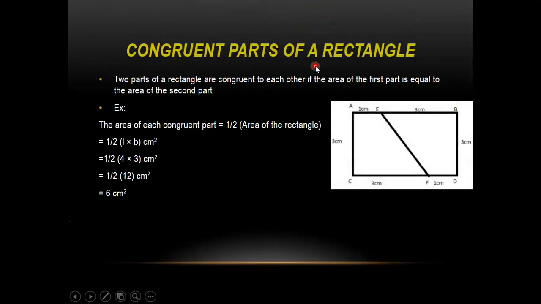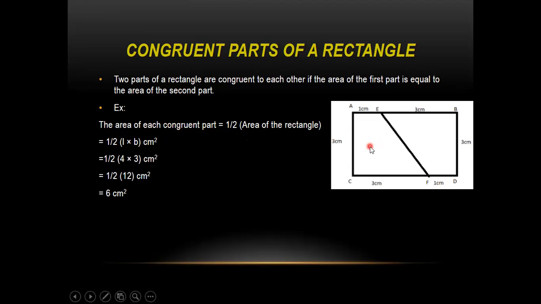Next is congruent parts of a rectangle. Two parts of a rectangle are congruent to each other if the area of the first part is equal to the area of the second part. See here, when these two parts in the rectangle are congruent, you can say the area of the first part is equal to the area of the second part. For example, the area of each congruent part equals 1 by 2 the area of the rectangle.